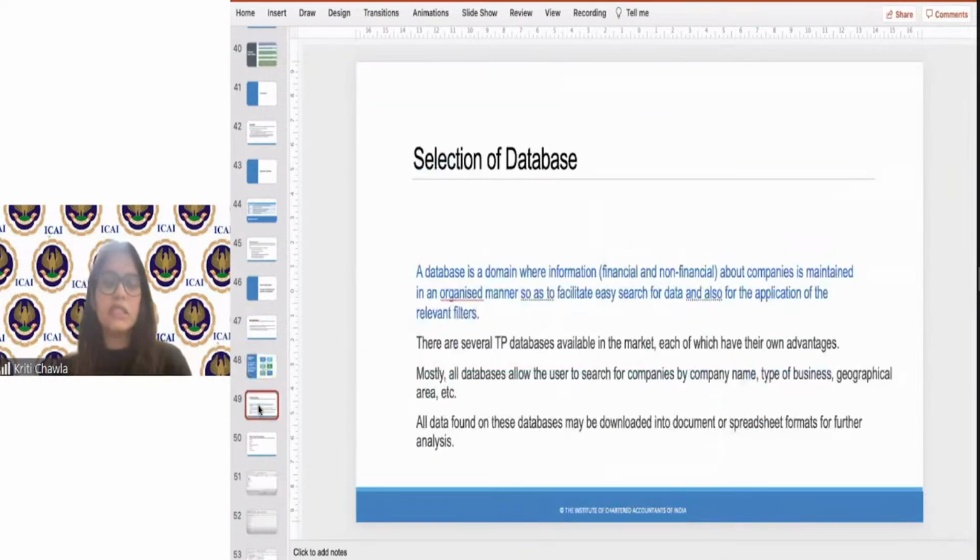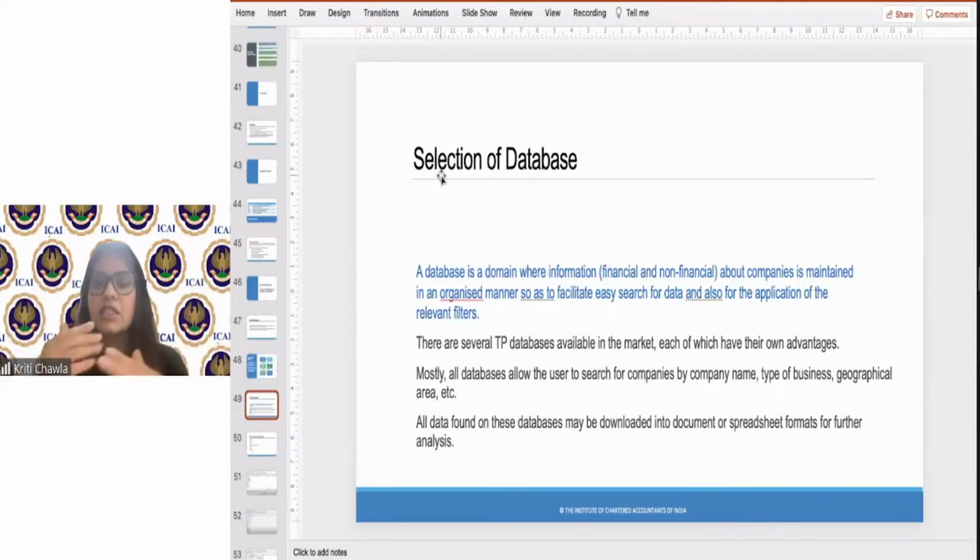So this is how we select a database. The first step in the entire process is to find out which transfer pricing software or which database. What exactly is this transfer pricing database? Well, a transfer pricing database is a database wherein all the companies, private and public, which are operating, for example, in India, all the information on these companies is provided there.